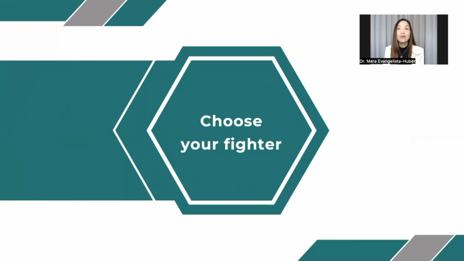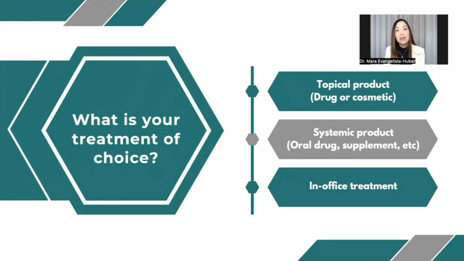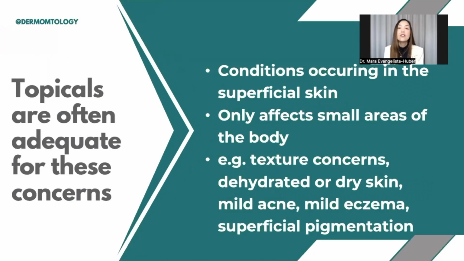Next, it's time to choose your fighter. What will be your treatment of choice? Will it be a topical product, which can be a drug or a cosmetic? Or do you prefer systemic products, something that can go everywhere, such as an oral drug or an oral supplement? You can also consider in-office treatments, and this will be further discussed by Dr. Chan.